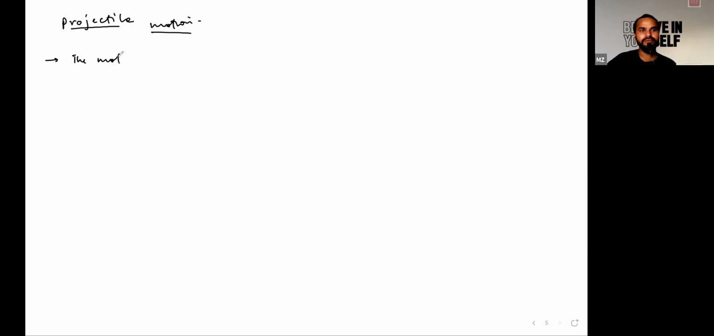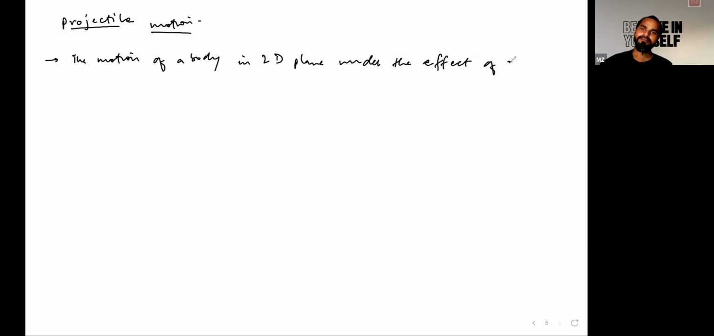The motion of a body in a two-dimensional plane under the effect of gravity alone is called projectile motion. There are some limitations of this projectile.